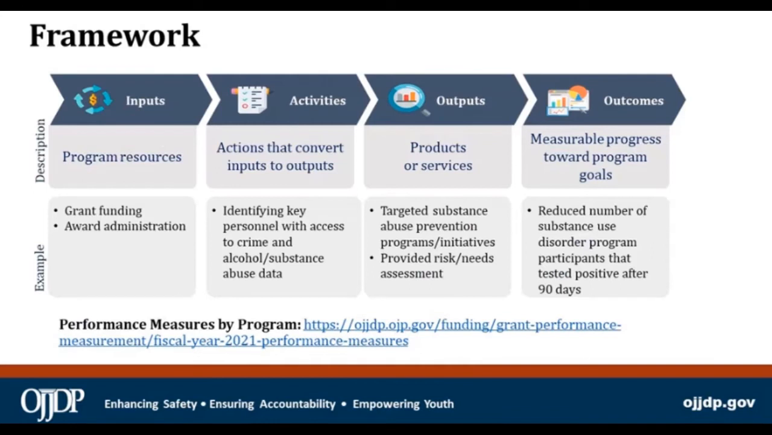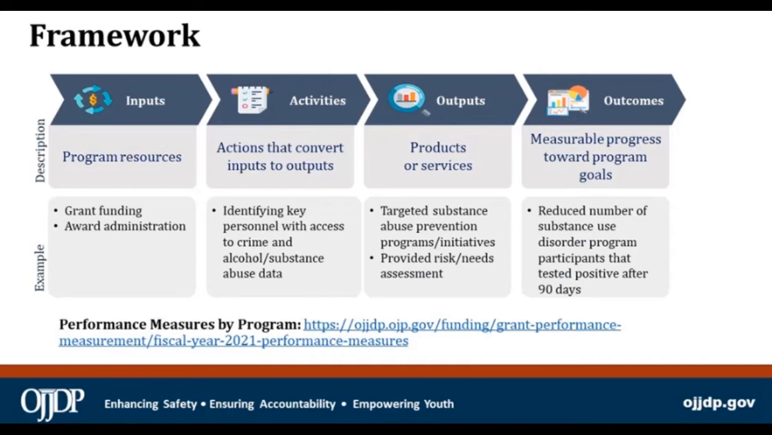The framework or logic model used to write the performance measures includes 4 components: inputs, activities, outputs, and outcomes. Inputs are program resources such as grant funding and award administration.